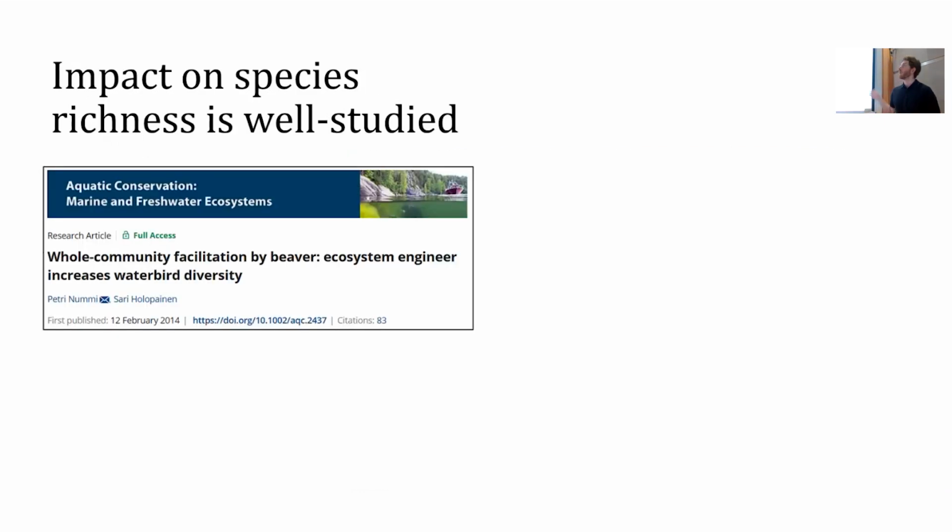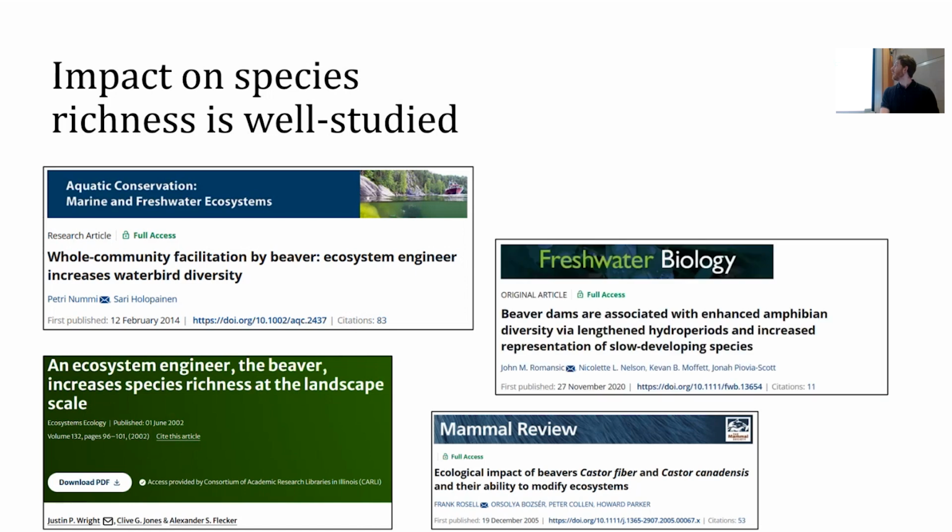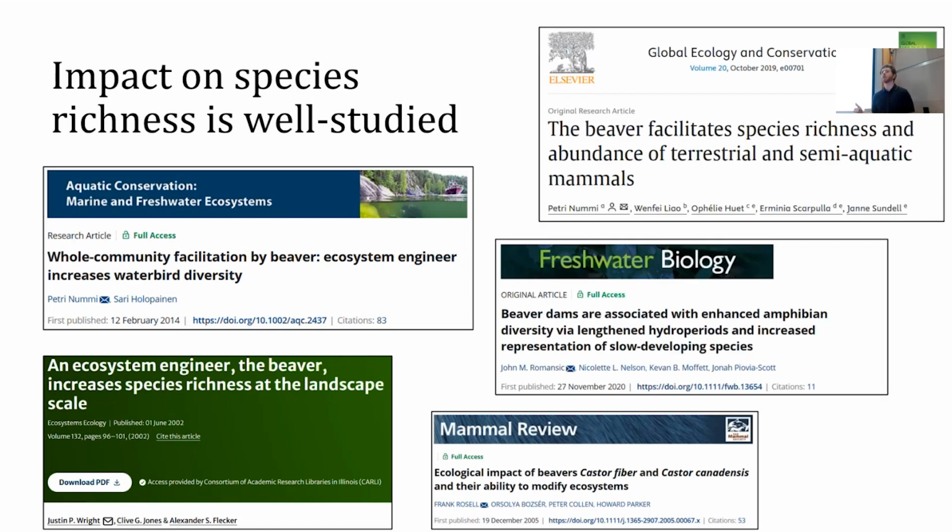This creation of habitat from beaver dams is well studied and has actually been shown to increase the species richness, which is simply the number of species at a given site, in a variety of communities. So for example, it's been shown to increase species richness in water birds, in different vegetation communities, amphibians, and even scaling all the way up to increase the species richness of terrestrial mammals.